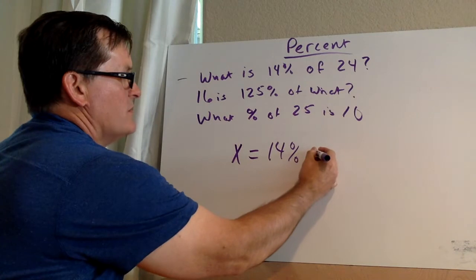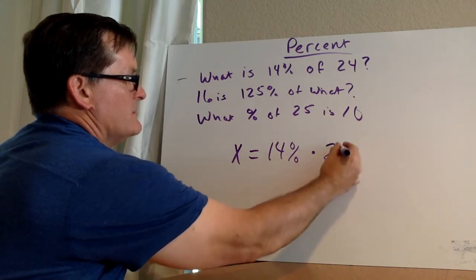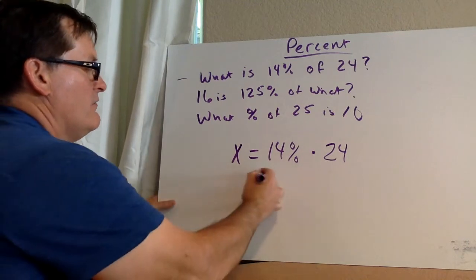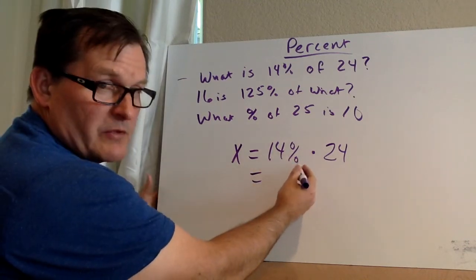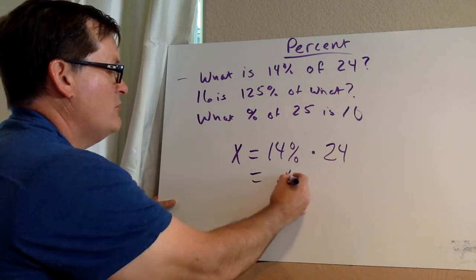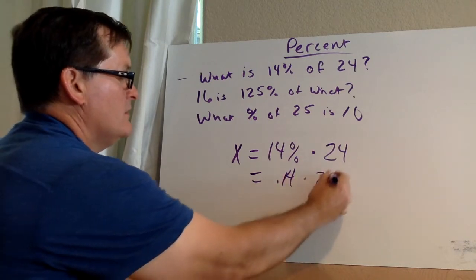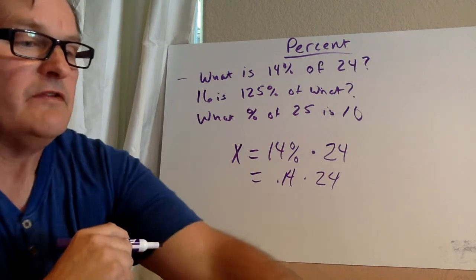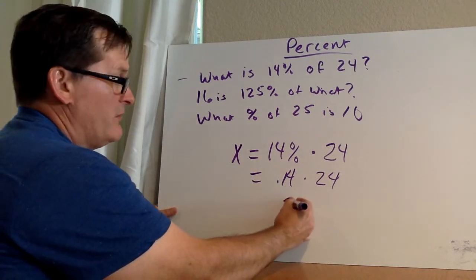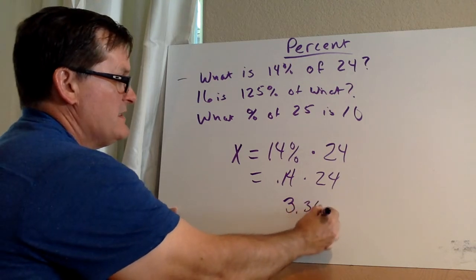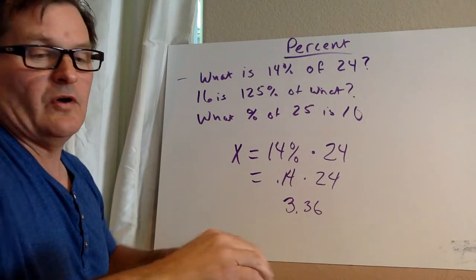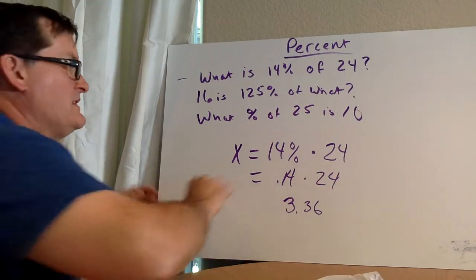Of 24, so of means multiply, so times 24. So 14% times 24. 14% again is a way to represent a number. It's not an operator, so I have to change this to a decimal, 0.14 times 24. If you multiply 0.14 times 24, you're going to get an answer of 3.36. So the answer to what is 14% of 24? Well, the answer is 3.36.